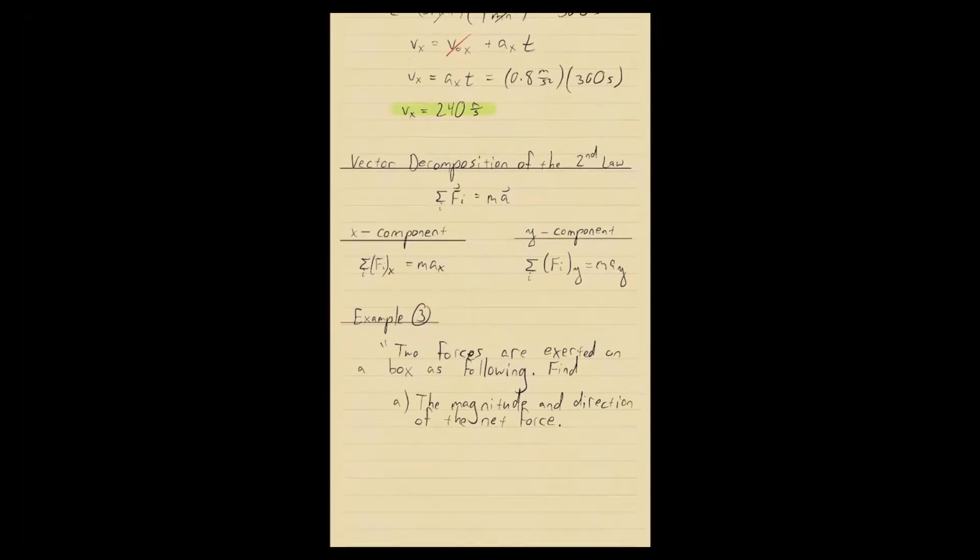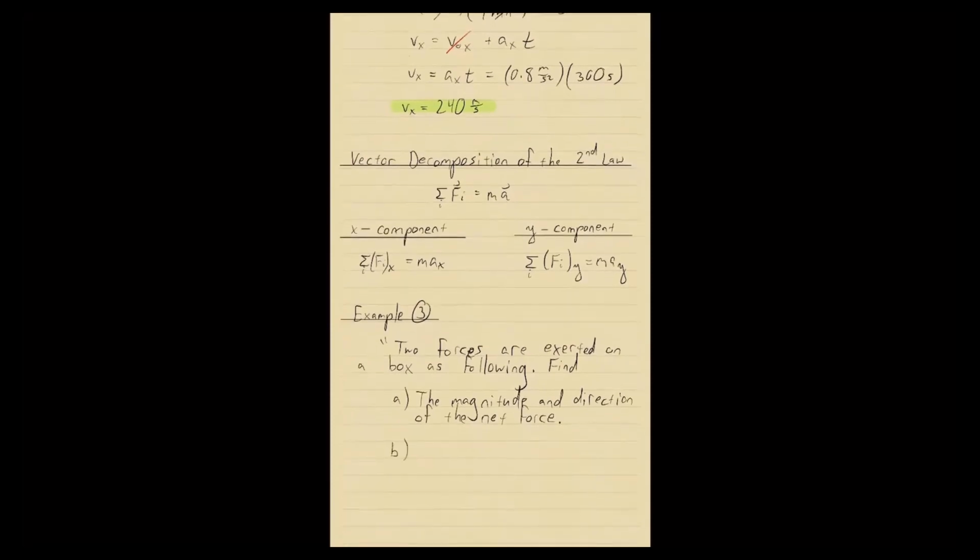And for part B, it's saying if the mass of the box is 2 kilograms, find the box's acceleration. Okay, so let me draw the picture.